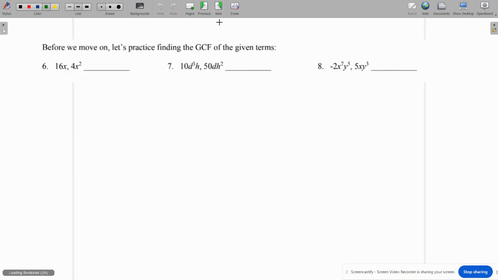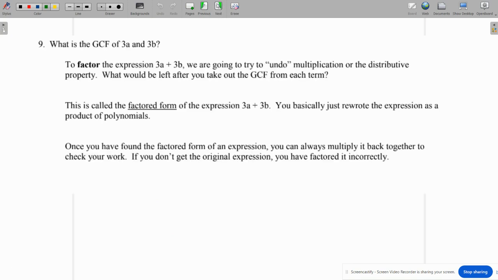So let's talk about if you have something like 3a and 3b. If you have 3a and 3b separately, I'd want to ask you what's the GCF? Well, they have a 3 here and a 3 here. So the GCF is 3 because this one has an a, this one has a b, but they don't have both. This one has an a, but this one doesn't have an a. This one has a b, this one doesn't have a b. So 3 is the GCF.